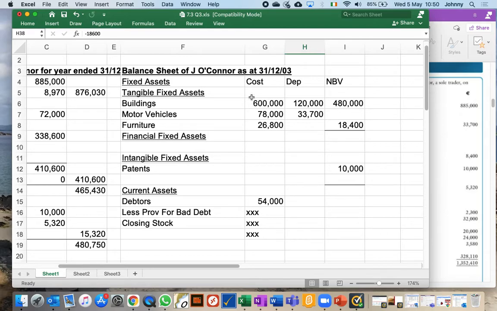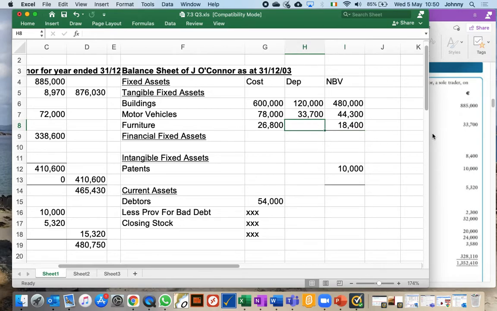So, here in my fixed assets, I've got cost take away depreciation gives net book value. So with buildings, I had the cost figure and the net book value. When I took them away, I found my depreciation figure. With motor vehicles, I was given cost, I was given accumulated depreciation. So when I subtract those two numbers, that's going to give me my net book value.